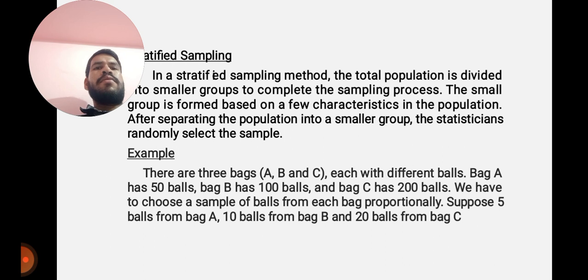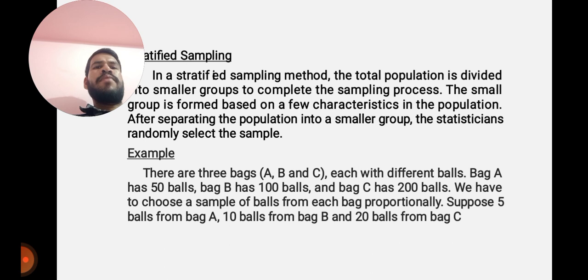Stratified sampling. Stratified sampling methods. The total population is divided into smaller groups to complete the sampling process. The small groups are formed based on a few characteristics in the population. After separating the population into smaller groups, the statisticians randomly select the sample.